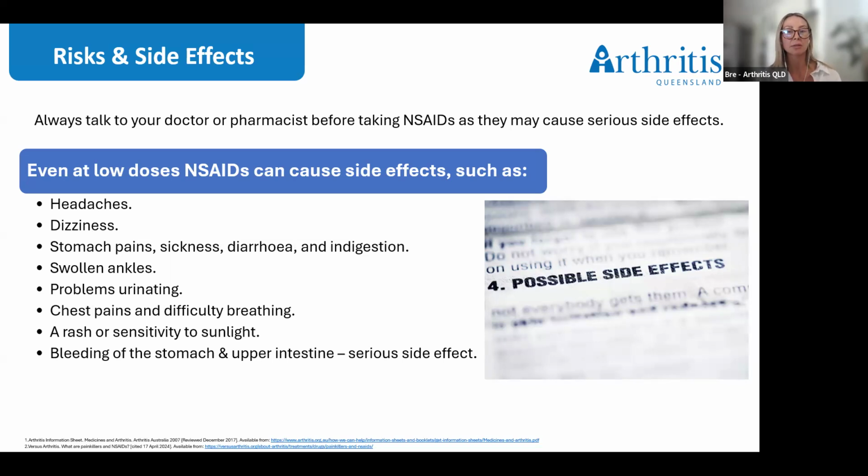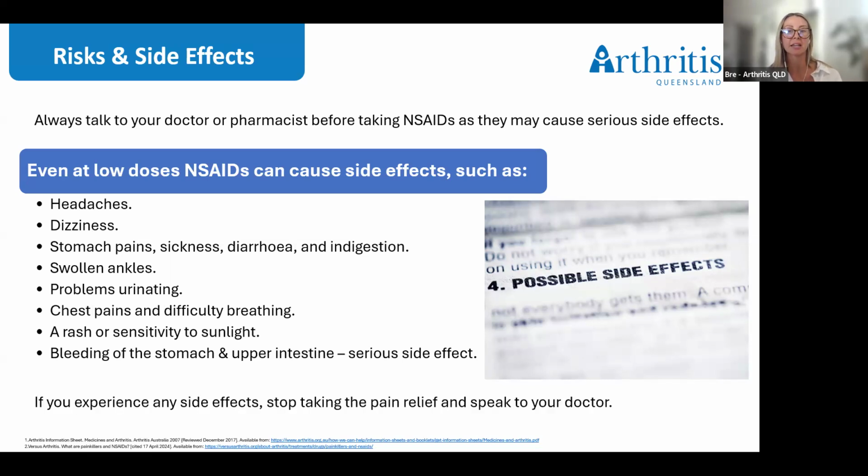Signs of bleeding include stomach pain. There could also be blood in your stools, or really, really dark colored stools. And coffee colored vomit is an indication that you've got bleeding in your stomach. If you have any of these side effects while taking NSAIDs, you should see your doctor as soon as possible. Stop taking that pain relief and speak to the doctor, because long-term use of NSAIDs can cause problems with your liver, kidney, and heart, and also your blood circulation.